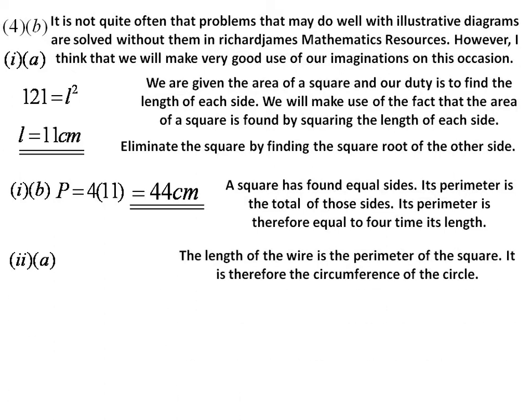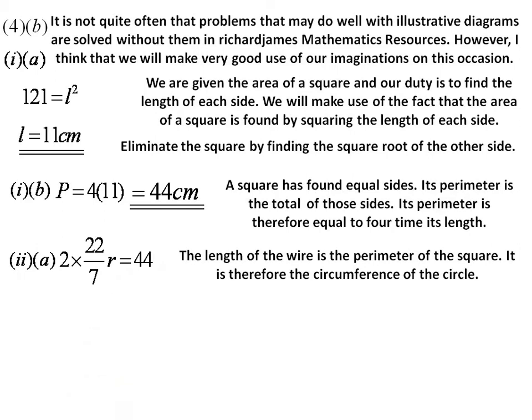The length of the wire is the perimeter of the square. It is therefore the circumference of the circle. The wire that is used to form the square is now used to form a circle. Therefore, the length of the wire will be the circumference of the circle, which is also the perimeter of the square. So the circumference of the circle is 44 centimeters, and that is equal to 2 pi r. 2 multiplied by 22 over 7 times r.